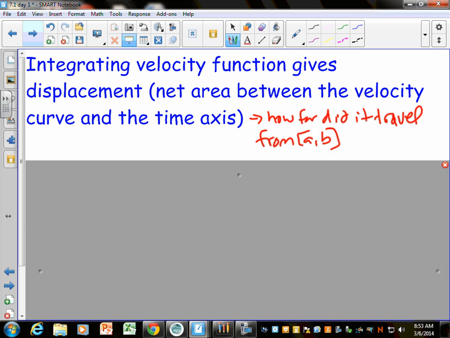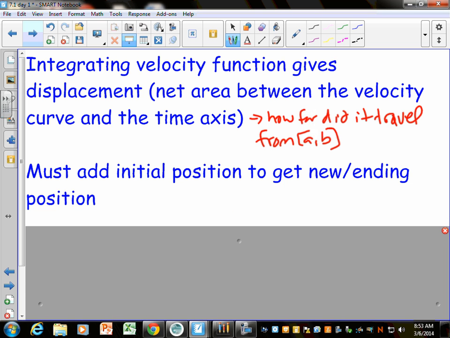As opposed to, if they ask you for the new position or the ending position, like on part B, what is the position after 10 seconds? We're going to write that here so you can match it up. What is position after 10 seconds? That's where you do the integral, but you have to add in where it started, because if it didn't start at 0, then you have to add that in. Like if it started at 5 and then it moved 10, then the new position would be 15. So that's where you have to add in the original. Okay?